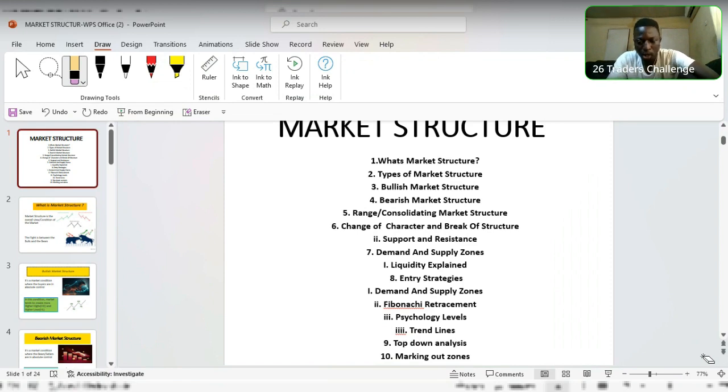So those are 1, 2, 3, 4, 5: demand and supply zones, Fibonacci retracement, psychology levels, trend lines. Those are entry strategies, but we're going to talk about top-down analysis as a subtopic and marking out zones under the same course. So let's get started. We are starting with top-down analysis and marking out zones. I will now come back to the entry strategies.